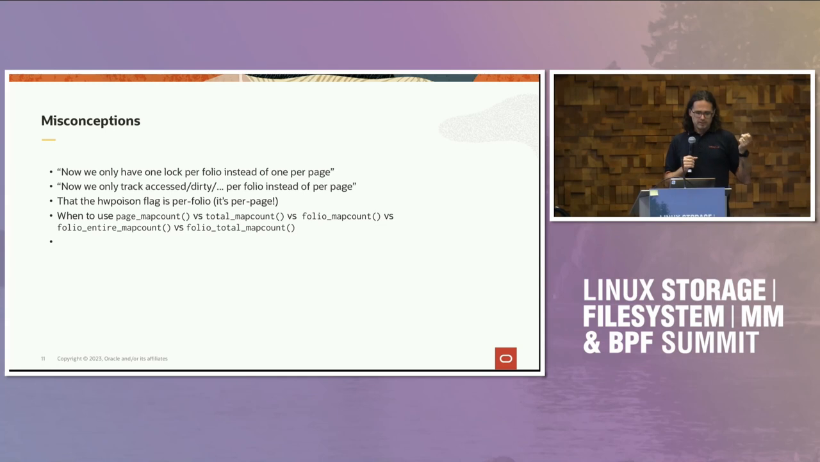I've seen buggy patches that think the hardware poison flag is per folio, it's not, it's per page. This is a misfeature of our APIs. I need to figure out how to poison it so that you can't actually ask, does this folio have the poison bit set? Because you're actually only testing the head page of the folio. That's a simple matter of programming.